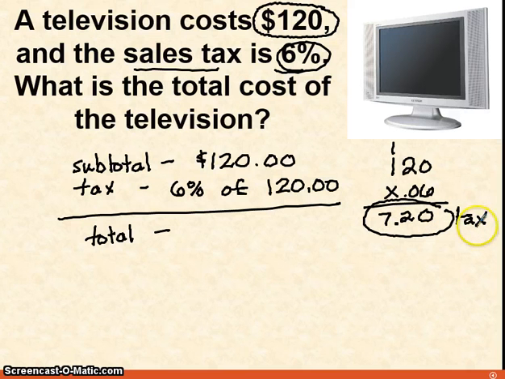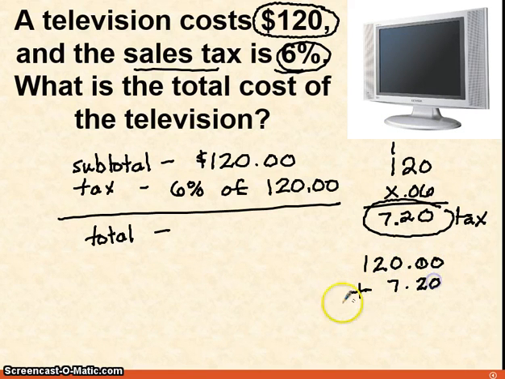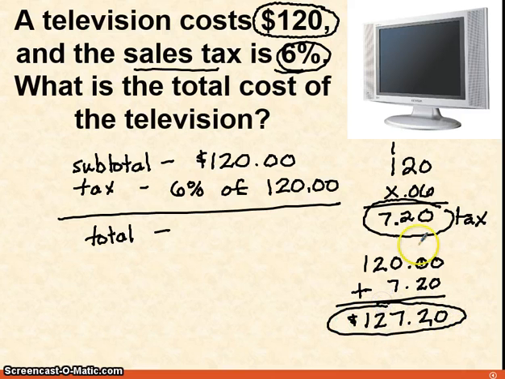That's in addition to our subtotal. So we need to take our $120 and add our $7.20. So we get $127.20. So in all, we will pay $127.20 for this television.